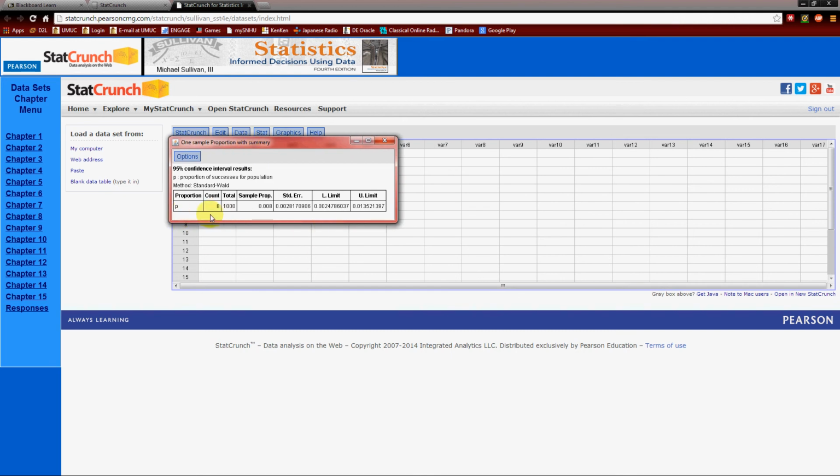Proportion is p, the count is 8, so the number of, quote, successes, or the number of ignition switches that are outside of the range is 8. Total is 1,000. Sample proportion is just 8 divided by 1,000. Standard error is just the square root of p-hat times (1 minus p-hat) divided by n. And we've got our lower confidence limit and our upper confidence limit. And these both agree with what we have in the textbook, have in my example.